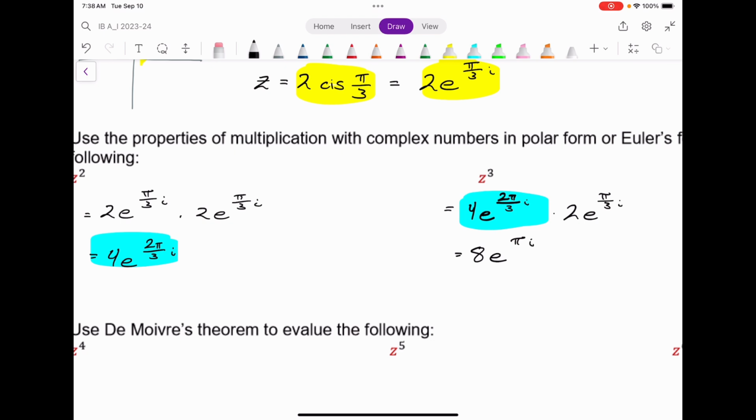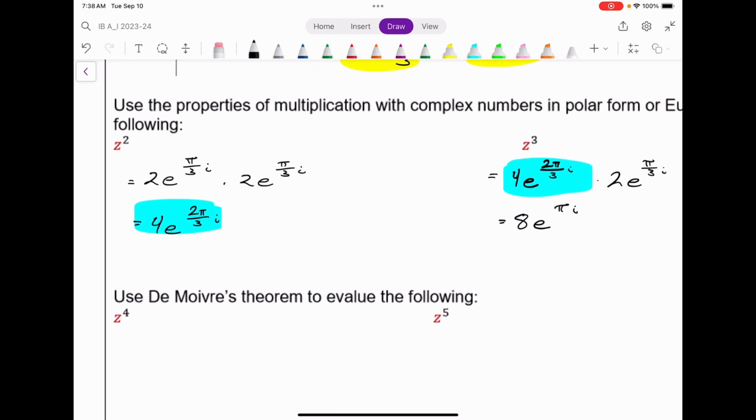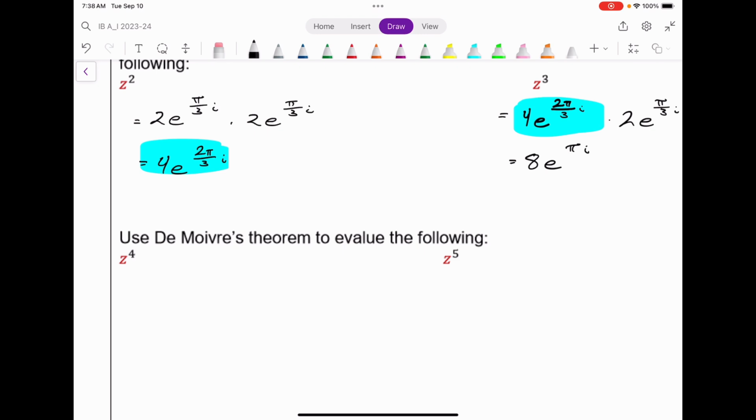However, as we keep going up the powers, it's probably easier to jump straight to the answer by using de Moivre's theorem. I apologize if I said that wrong. Let's show how we use that with z to the power 4. In general, if I want to take any complex number written in Euler or polar form and raise it to a power, it can be done quite quickly.